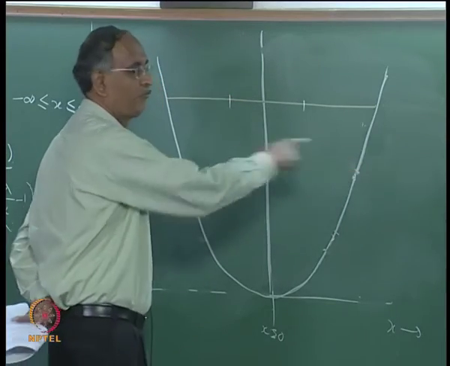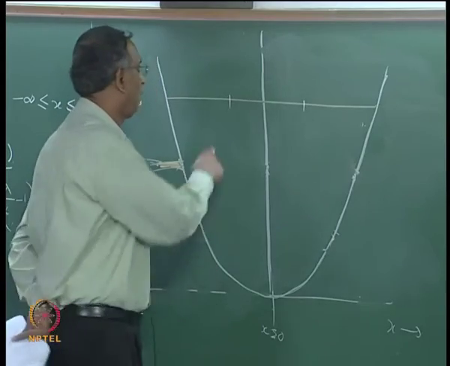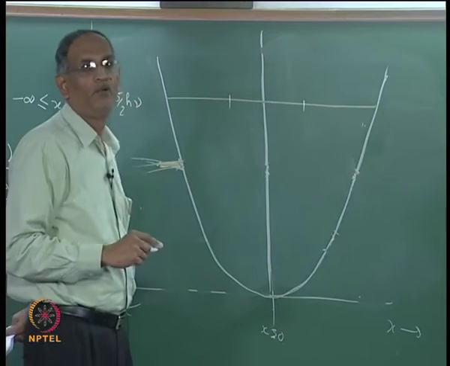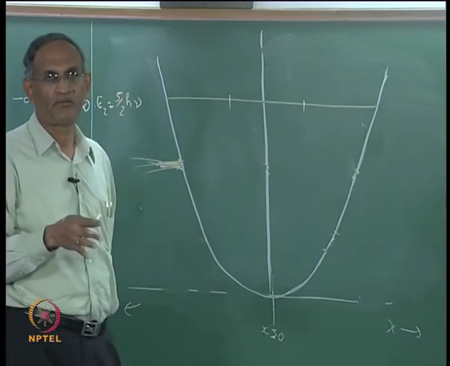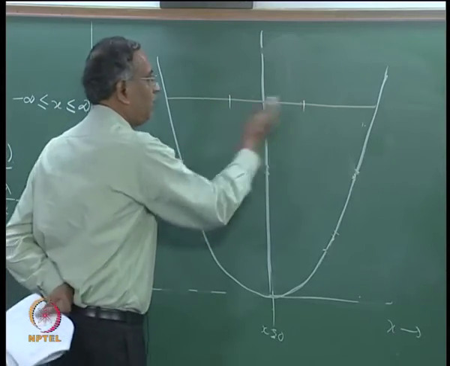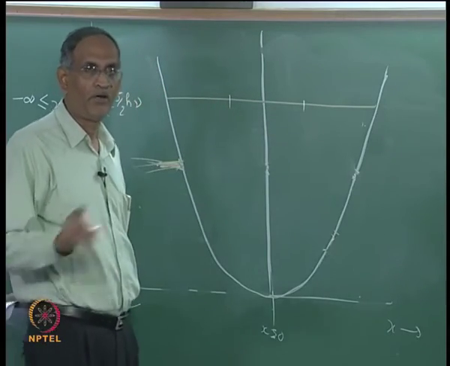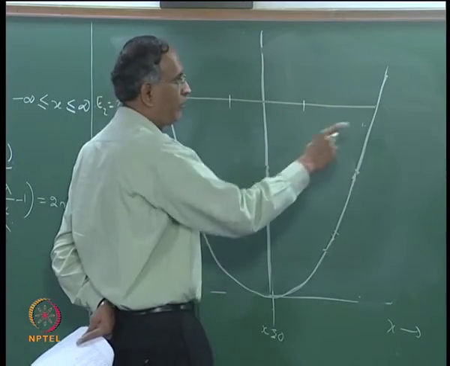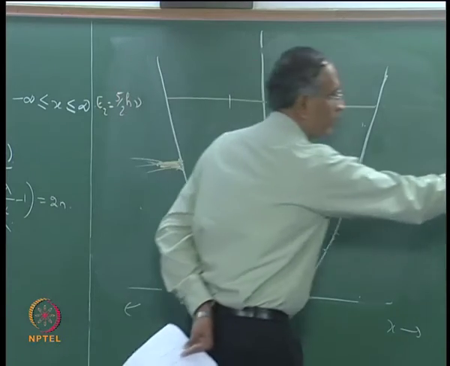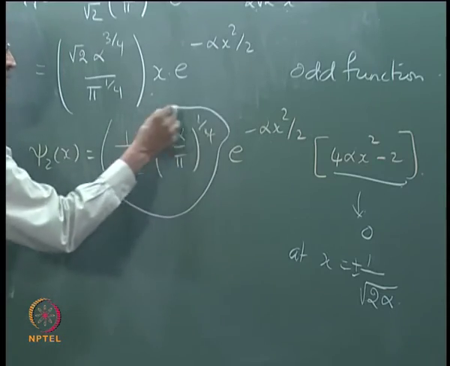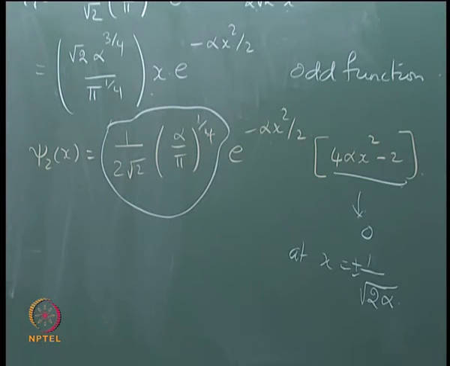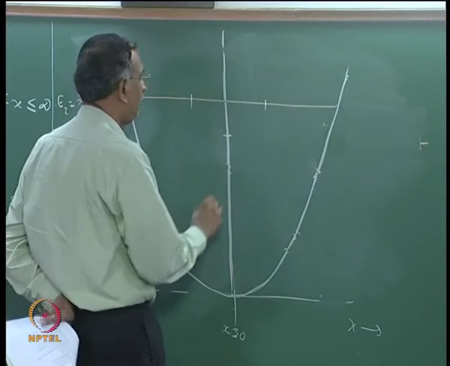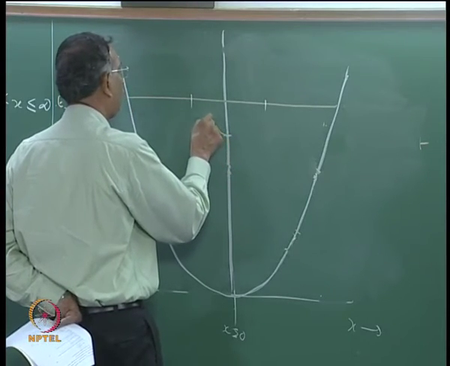The alpha is of course the physical parameter associated with the model, and therefore the location of these points will depend on the oscillator itself, depending on its mass and its force constants. Therefore, alpha is not a fixed point, it is an oscillator dependent point. And also at x is equal to 0, the answer is minus 2 times whatever constant you have here, since the alpha x square term is 0. So the function is something like this, and it increases.